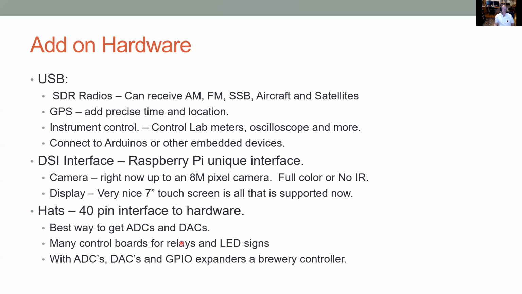And of course, the 40-pin interface. This is the best way to get your DACs and ADCs. And this is really the best way to get in your analog is to add on some sort of hat. You can also get control boards for relays, LEDs, and signs. And you know, there's a few crazy people that use it to control breweries.